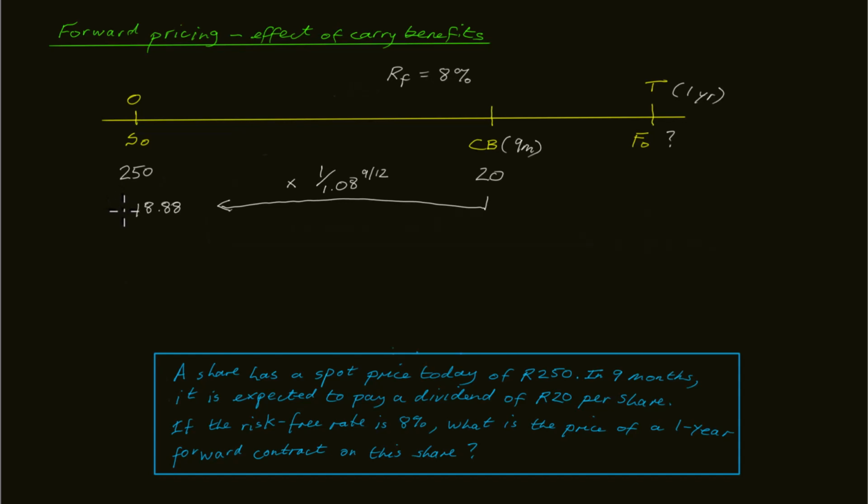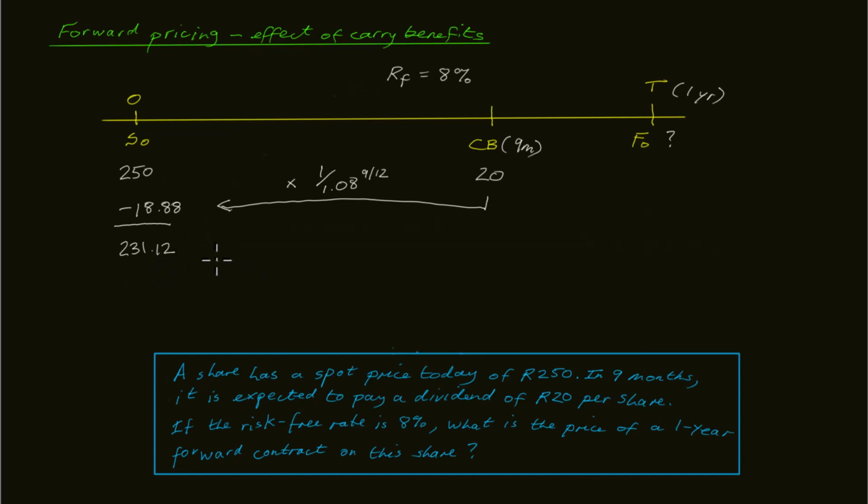We then apply the principle that we have accepted fairly unquestioningly until we have looked at an arbitrage example about this, that carry benefits must be treated as a negative, and therefore we add a minus sign to that. Now that the numbers are correctly brought to the same point in the timeline, we can calculate 250 minus 18.88, and that number is 231 Rand and 12 cents.